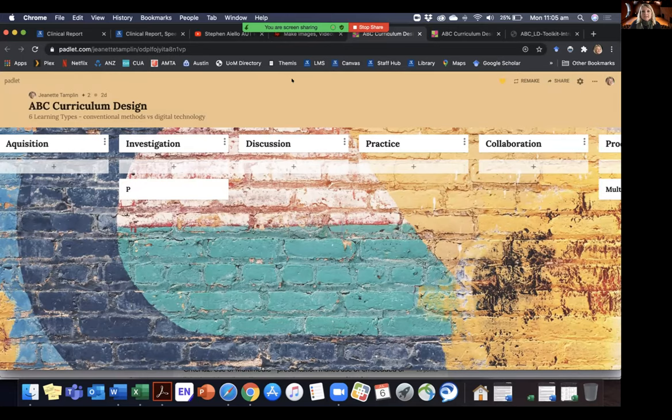Yes. If you need to look back on the Spark presentation, you can see the six different learning types and what they are. But just thinking of some different learning tasks that we could do which fit within these different learning types, either conventional or digital based.